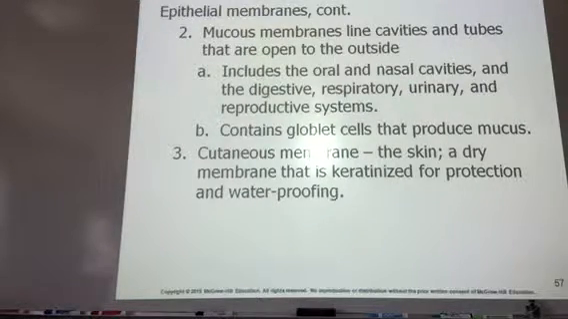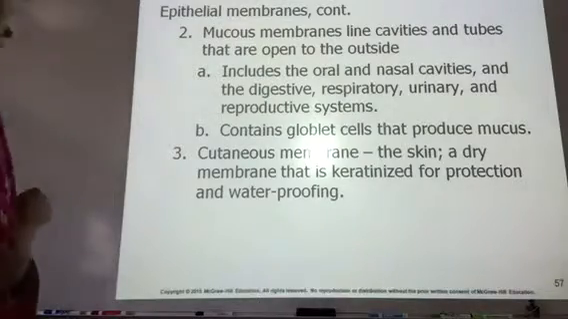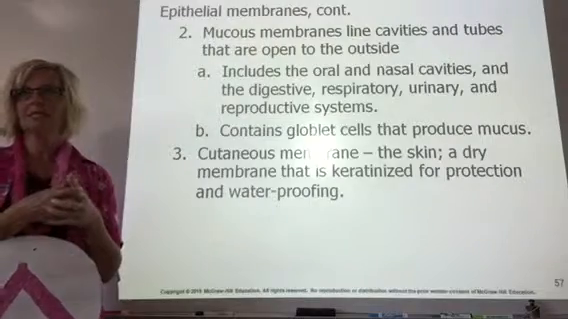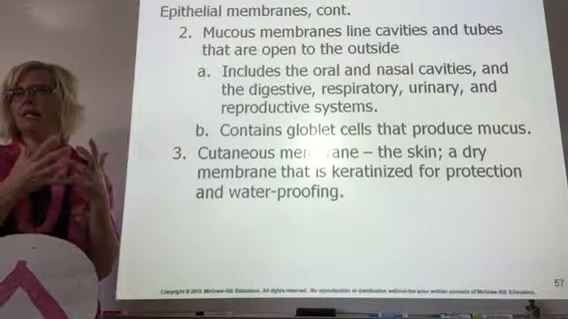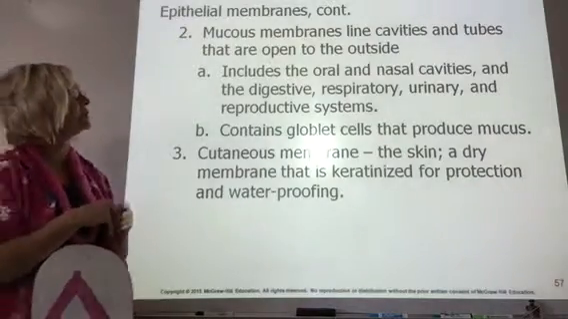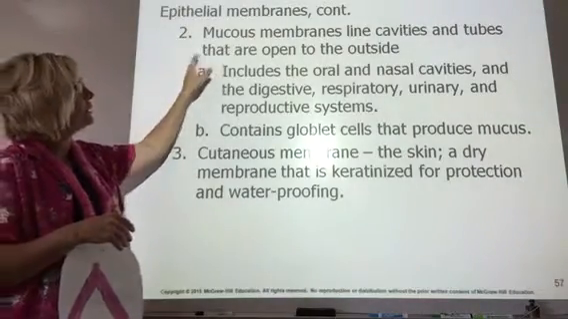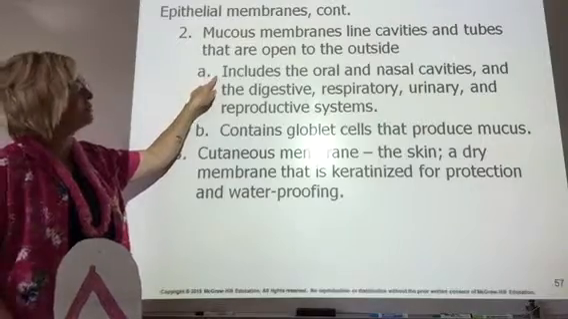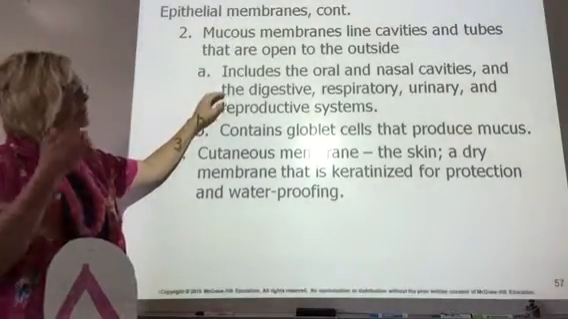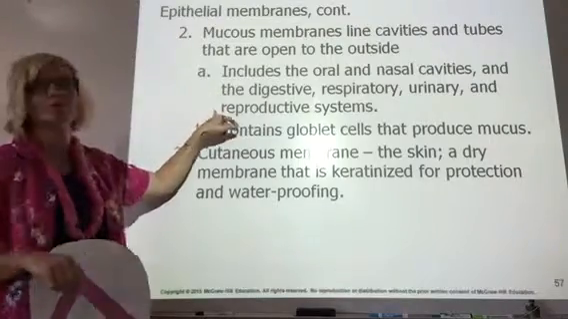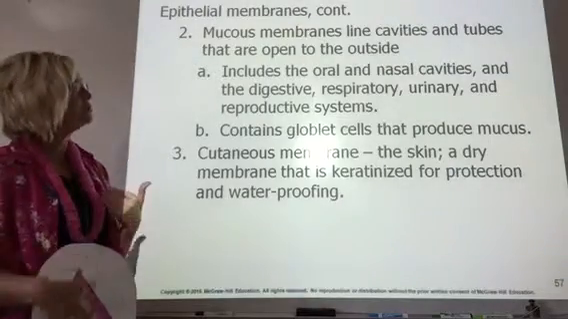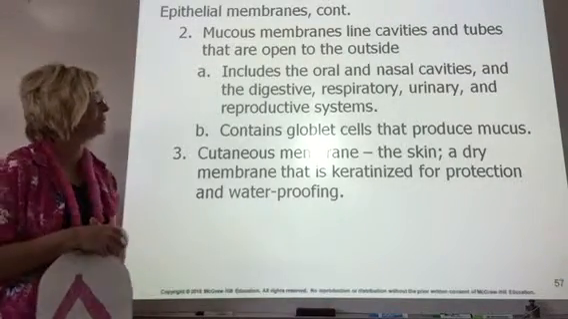Mucous membranes then typically are going to line cavities that do open to the outside. Mucus is thicker, it's going to catch things, it's going to prevent stuff from going into different areas. So areas that open to the outside would be oral, mouth, nasal, some of your digestive, urinary, and reproductive systems. So anything that's going to continue to open to the outside.